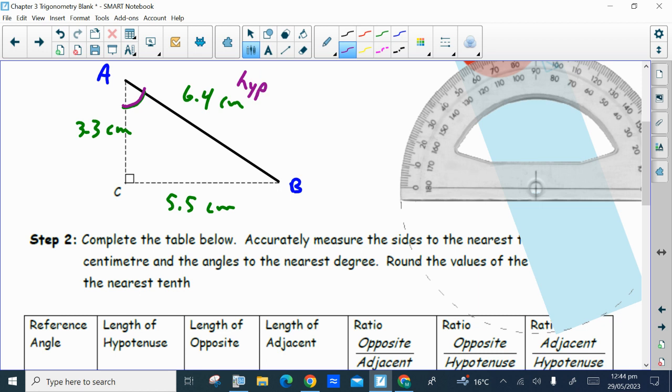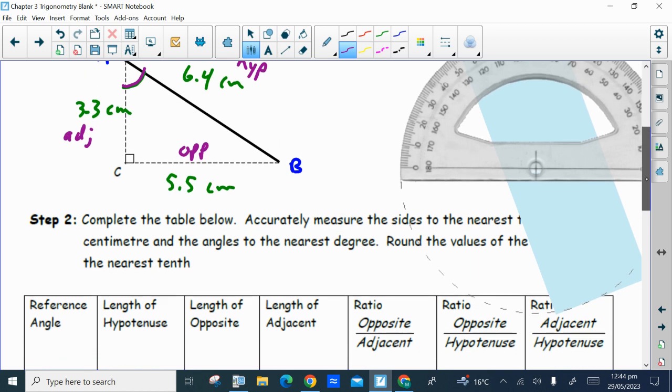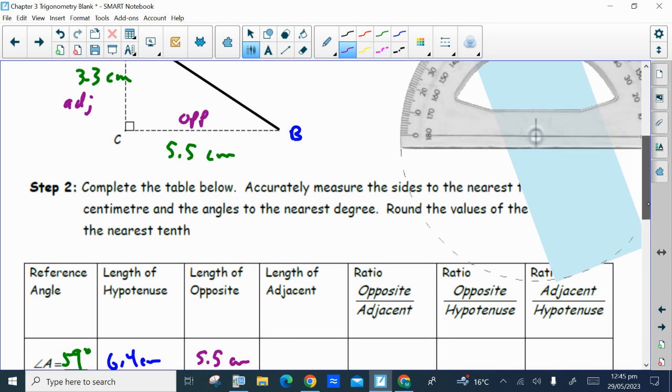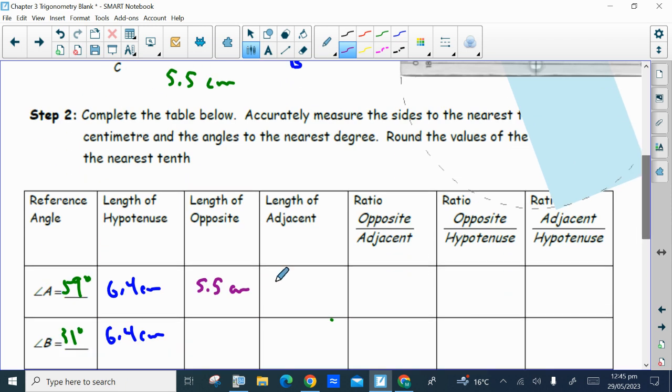But if you're working with angle A, the side across from there is the opposite, and then the third side would be the adjacent side. If you are working from angle A, the side across from angle A is labeled the opposite. So the length of the opposite side from angle A is 5.5 centimeters, and the length of the adjacent side to angle A is 3.3 centimeters.